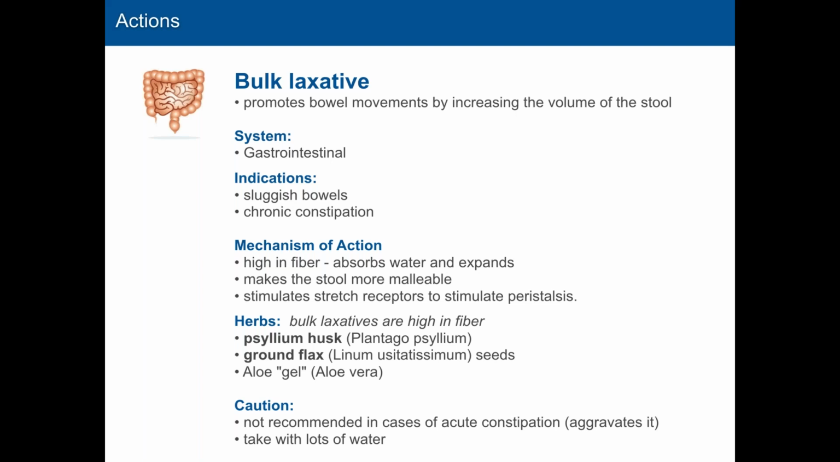Another thing you could recommend people do is just have ground flaxseed. A couple tablespoons of ground flaxseed every morning will give better volume to the stool and have that bulking agent and help to promote bowel movement. So it's used more for sluggish bowels and chronic constipation.